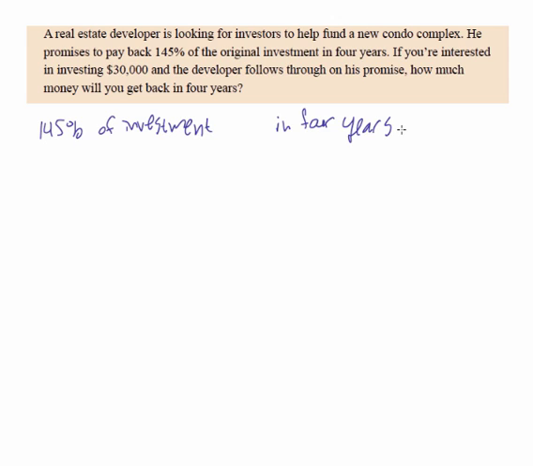So we continue on. If you're interested in investing $30,000, so there's another piece of numeric information I can write down, that the investment that you're considering is $30,000. If the developer follows through on his promise, how much money will you get back in 4 years? Well, I have something numeric in there, 4 years, but since that matches the 4 years that they mentioned earlier, what it's really asking me to do here is find what 145% of my original investment is.